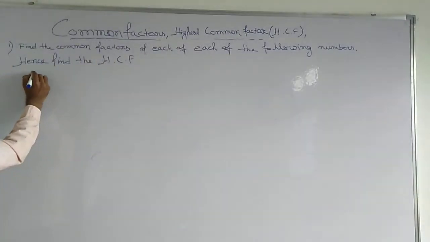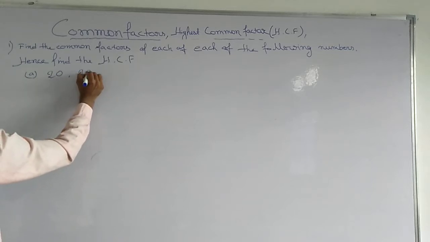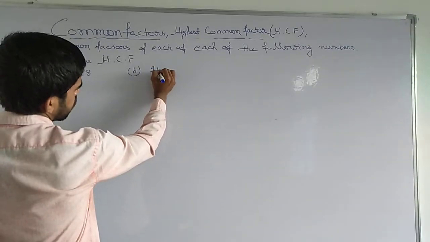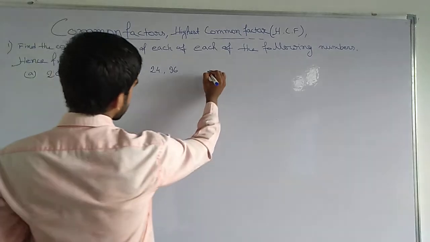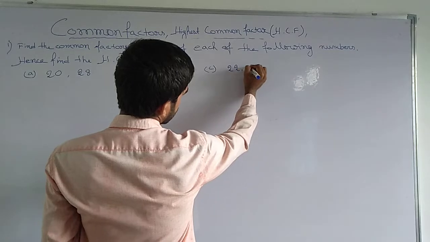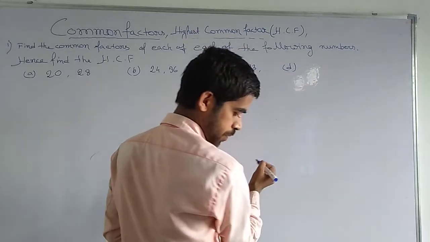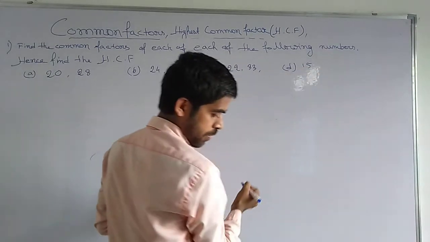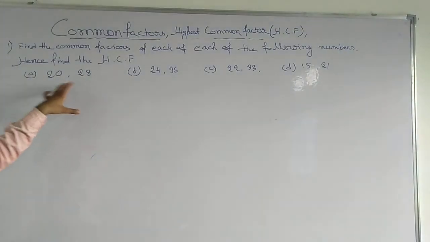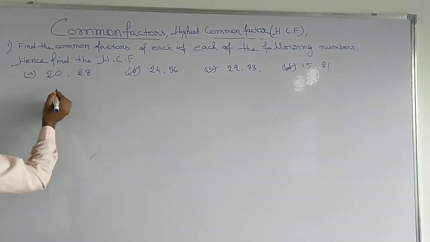So question number 1: A is 20, 28, B is 24, 36, and C is 22, 33, and D is 15, 21. So from there I will just show you this part, and this one, and this one. Do the rest yourself, okay.